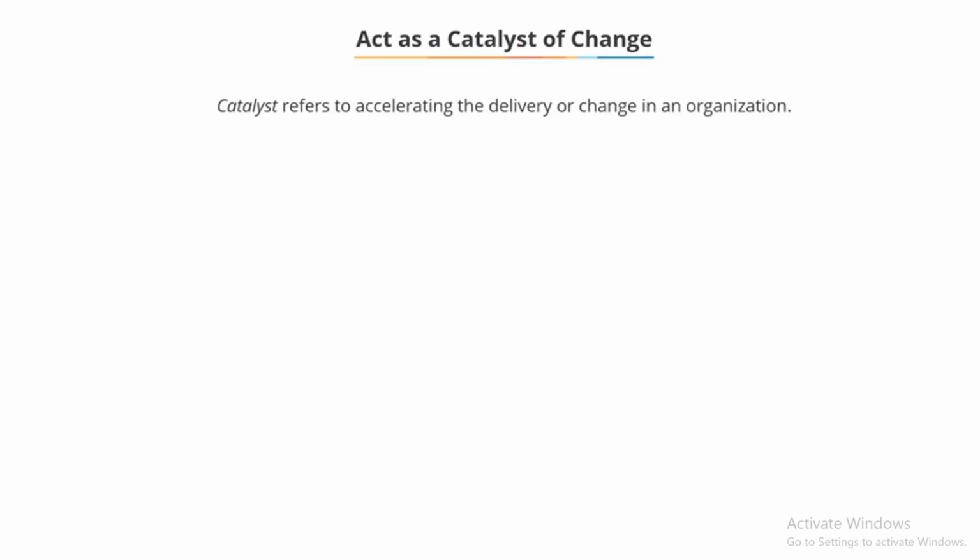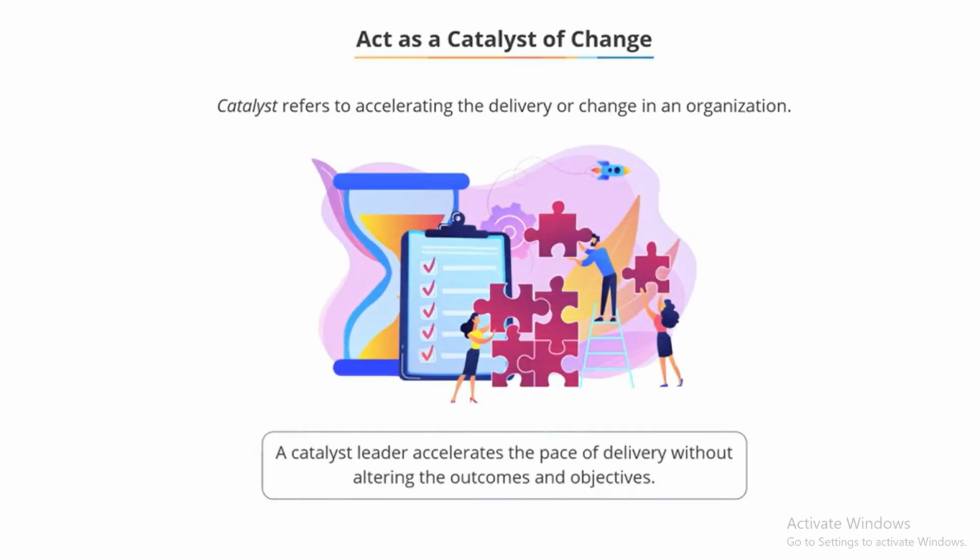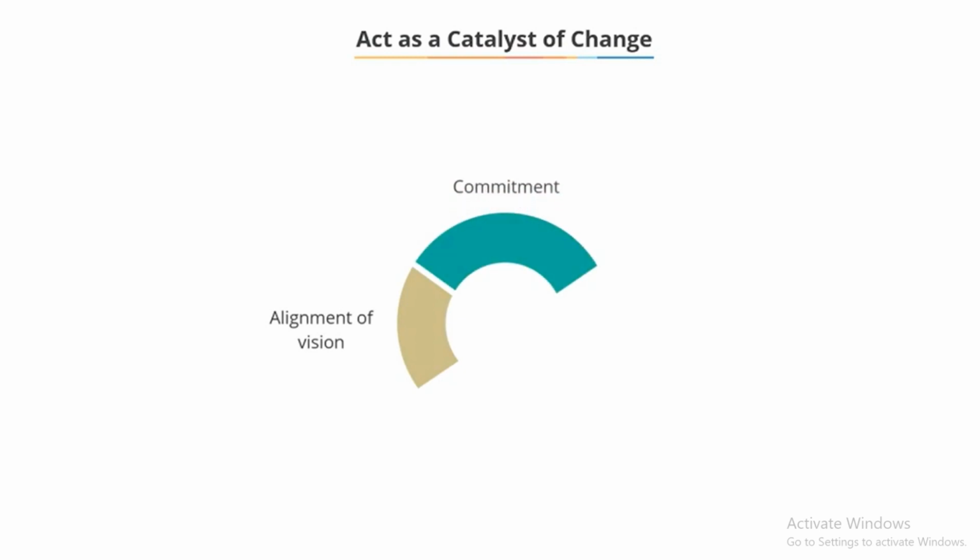The term catalyst refers to accelerating the delivery or change in an organization. A catalyst leader has a phenomenal attitude of accelerating the pace of delivery without altering the outcomes and objectives. This requires the alignment of vision, commitment, and executive authority to take decisions at a level that can fast-track the actions and help in achieving the goals faster. In the next video, we will further explore the attributes of the organization that demonstrate a positive change management culture.